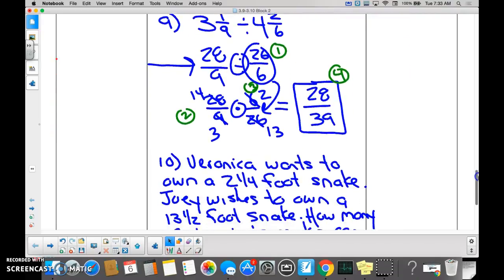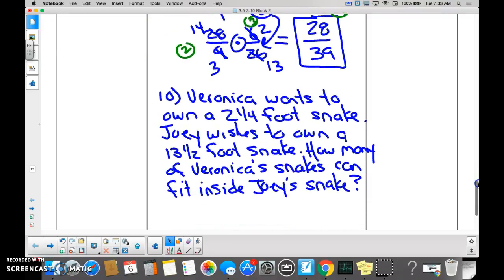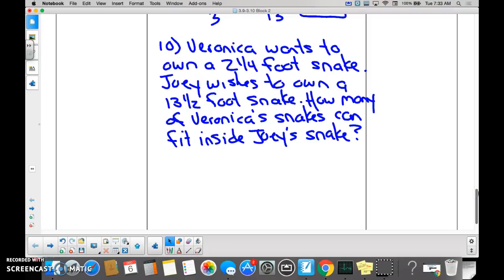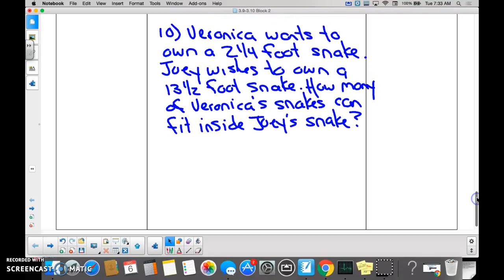Last problem, you're going to need to write this one down because it's not in your notes. So make sure you're using the pause button in doing so. Veronica wants to own a 2 1/4 foot snake. Joey wishes to own a 13.5 foot snake. How many of Veronica's snakes can fit inside of Joey's snakes? So you simply want to take 2 1/4, and you want to see how many times it goes into 13 1/2. So you got to think through this problem.